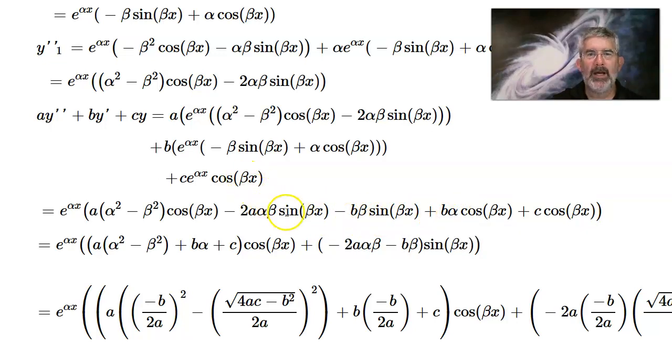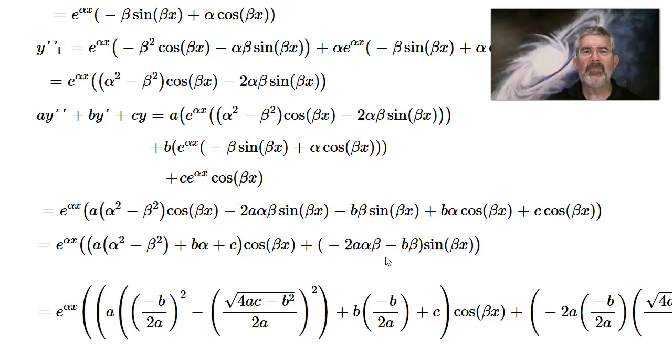Now I'm going to collect the cosines together, and I'm going to collect the sines together. So the cosines have this coefficient and that coefficient and that coefficient. So there they are times cosine. And the sines, I see two of them. There's this one here and that one there, and there's their coefficients.